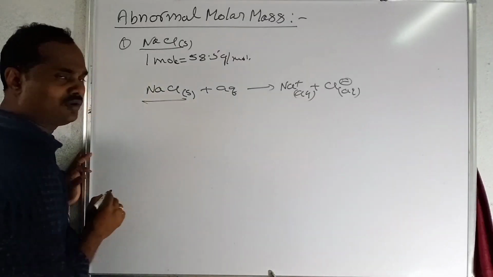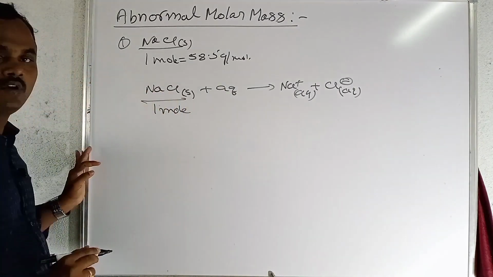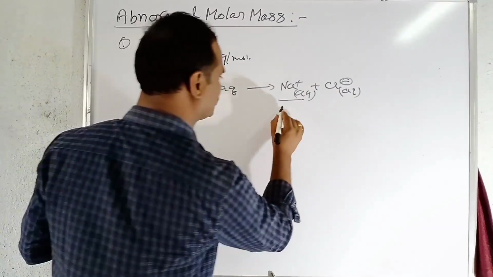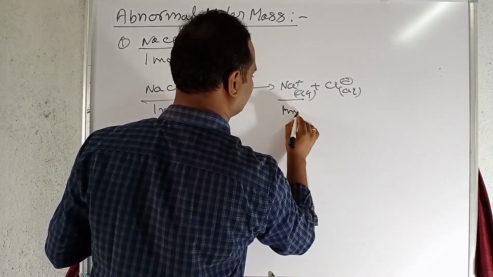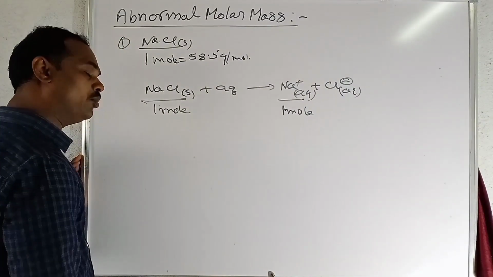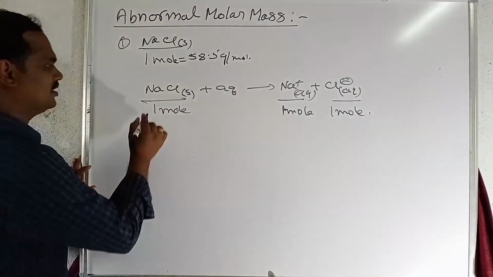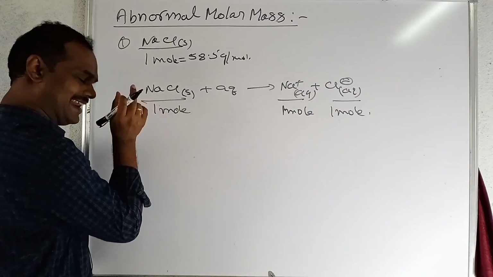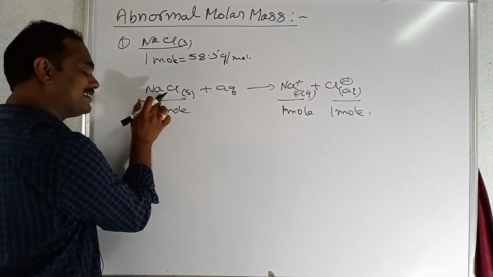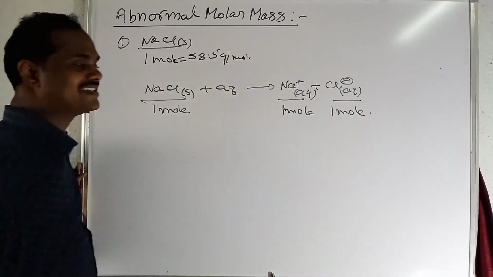Carefully see, before dissociating, 1 mole NaCl gives how many sodium ions? 1 mole of sodium ions. Here, 1 mole NaCl can give how many moles of chloride ions? 1 mole chloride ion. Remember, 1:1:1. 1 NaCl after dissociating gives 1 Na plus and 1 Cl minus. In the same way, 1 mole NaCl dissociating gives 1 mole Na plus and 1 mole Cl minus.